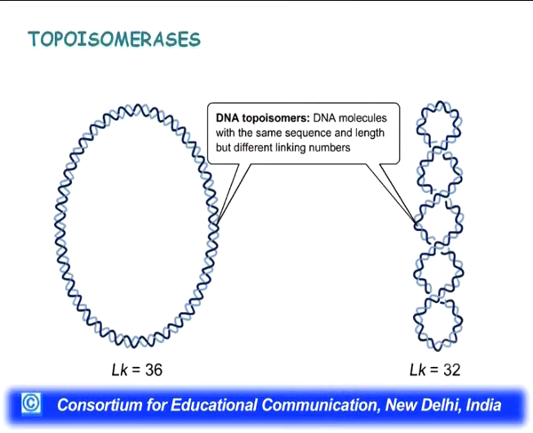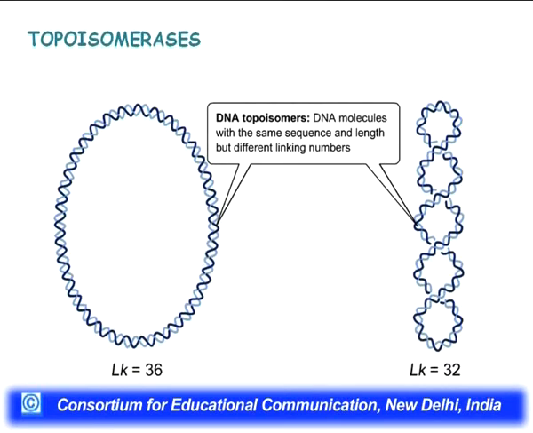So the cell has certain enzymes, and these enzymes control this supercoiling inside the cell. These enzymes are called topoisomerases. Now, we have talked about two states of a DNA. One is a relaxed state and one is a supercoiled state. It is the same DNA molecule of the same length, but in physiological conditions it can exist in two different forms.